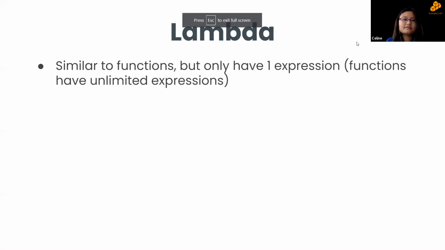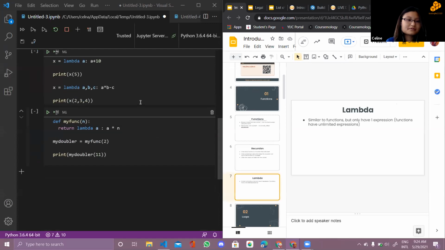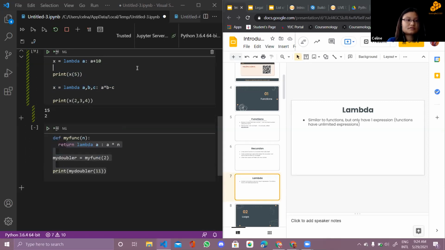Next up, we have Lambda. Lambda is similar to functions, but it only has one expression, whereas a function can have unlimited expressions. Just a demo: Lambda will look somewhat similar to these two lines of code. If I run this, for this line of code I'm saying that for Lambda, I want an A variable, and once you get the A variable, I want it to be added to 10, and I want you to return that output.